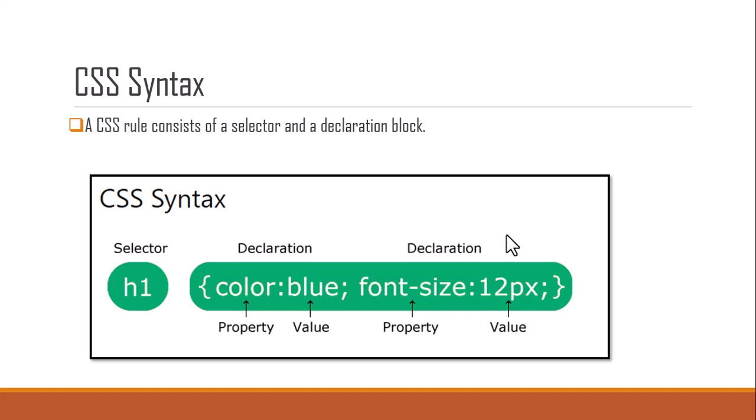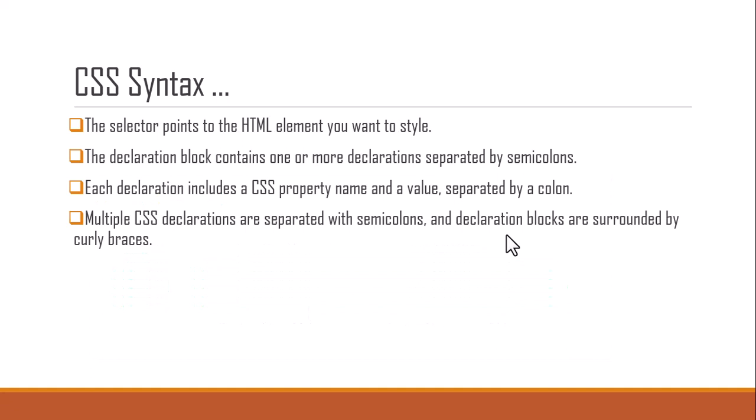So a selector can be an element name, ID selector, class selector, or other selectors. We'll see them in the coming classes. The selector points to the HTML elements you want to style. There are a number of elements in a single web page. In order to style those elements, we use selectors. The declaration block contains one or more declarations separated by semicolons, as we see. Each declaration includes a CSS property name and a value separated by a colon. And multiple CSS declarations are separated by semicolons, as we see.